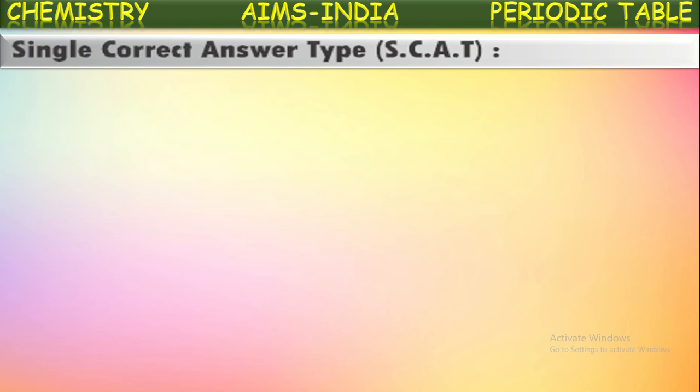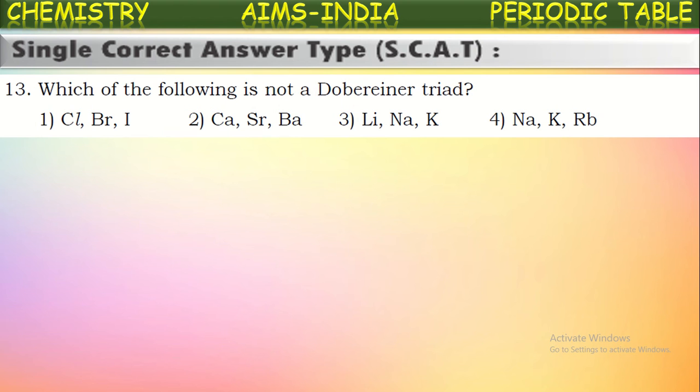Next one. Now let us see single correct answer type questions. Which of the following is not a Dobereiner's triad? Chlorine, bromine, iodine is a Dobereiner's triad. Calcium, strontium, barium is also a triad. Lithium, sodium, potassium is also a Dobereiner's triad, but it is not given by Dobereiner. Sodium, potassium, rubidium is not a Dobereiner's triad.